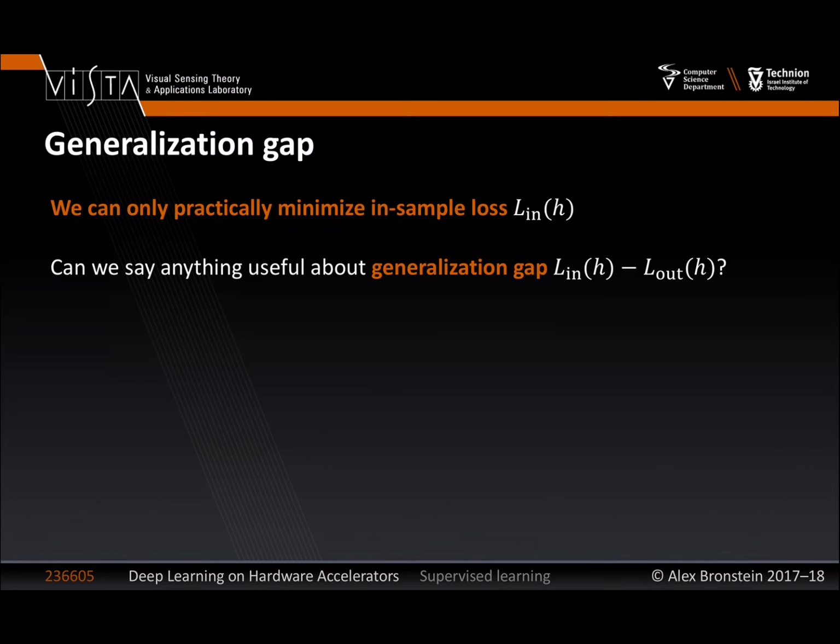And you would like to say something useful about this gap. If you cannot say anything useful about this gap, you cannot guarantee that learning will work. Because this term tells you how well you generalize. It tells you how you perform on all instances in the average, in the mean. But what you really minimize is this. So unless you can tell that minimizing the in-sample loss will also somehow decrease the out-of-sample loss, there is basically no guarantee that learning will be useful for anything.